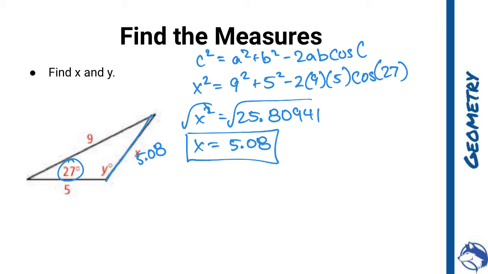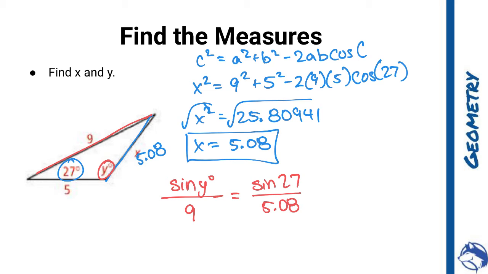So now at this point, I could go through and do a whole other law of cosines, but I'd rather not. I'd rather look and see that 9 is opposite of the y, and 5.08 is opposite of that 27. So I'm going to do the law of sines. I'm going to say that the sine of y over 9 is equal to the sine of 27 over 5.08. Y is already over there, so I just multiply both sides by 9. Sine of y is equal to 9 times the sine of 27 all over 5.08.